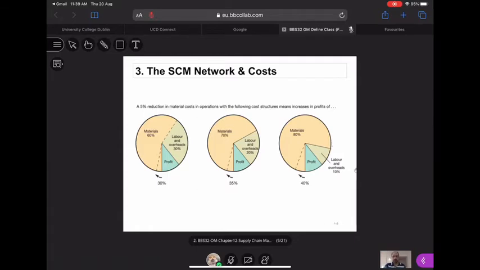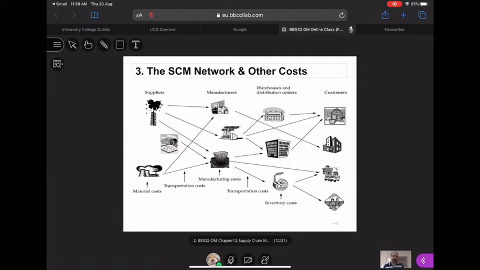So let me just tell you what are the costs involved in supply chain management. Of course, the biggest cost is the material cost. These are the raw material costs. Then don't forget you got transportation costs. Then don't forget you got manufacturing costs. In manufacturing costs, you got labor costs as well. And don't forget sometimes you have storage costs as well.